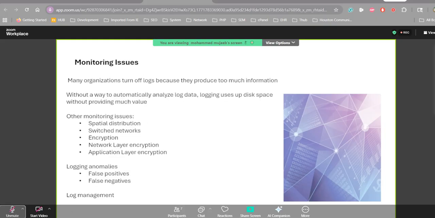Monitoring issues: many organizations turn off logs because they produce too much information. This is one of the drawbacks of logs: it produces too much information and it's very costly to keep those logs. That's why most companies, if they cannot afford it, keep logging turned off. Without a way to automatically analyze log data, logging uses up disk space without providing much value.